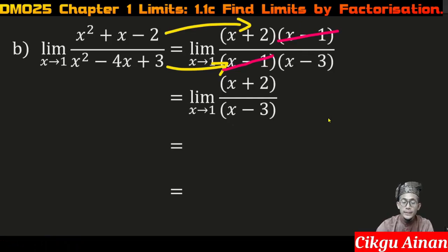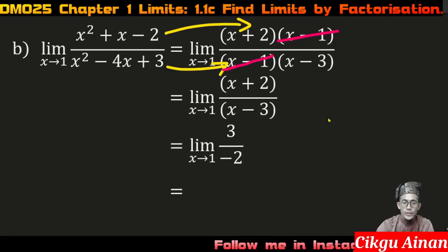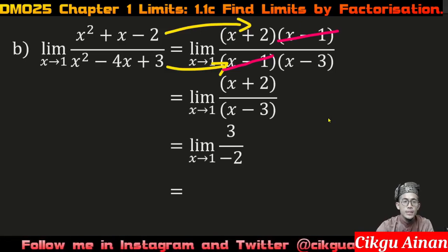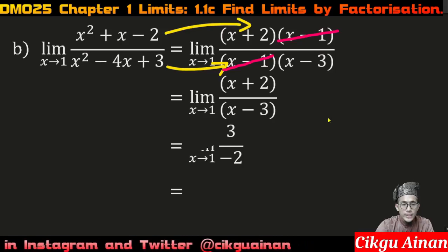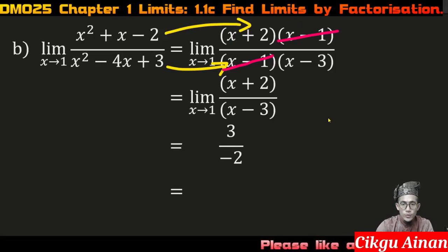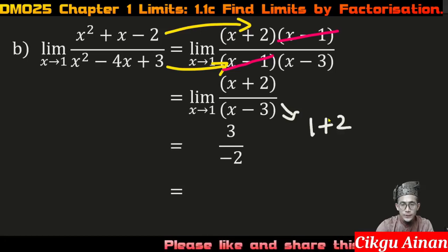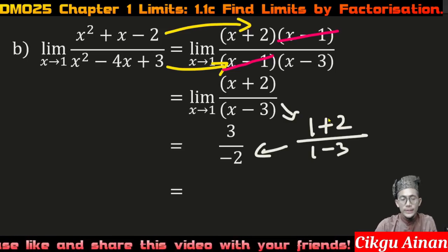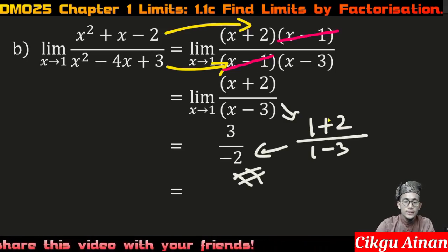And then we just apply the limit, just substitute the value, direct substitution. I think I made a mistake. Yes, I made a mistake. The limit shouldn't be here. If you directly substitute already, there is no need to write the limit anymore. As you can see here, we substitute 1, so 1 plus 2 over 1 minus 3 becomes this one. So this is the answer.